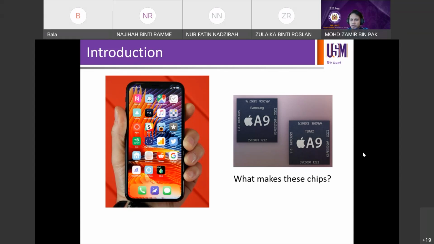So that means you have to remove the oxygen in the silicon dioxide in the sand, right? You have to remove the oxygen in the silicon dioxide.